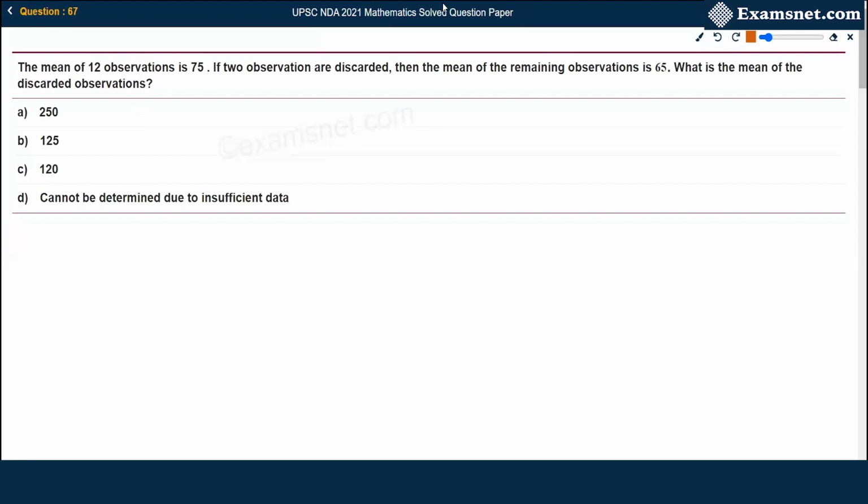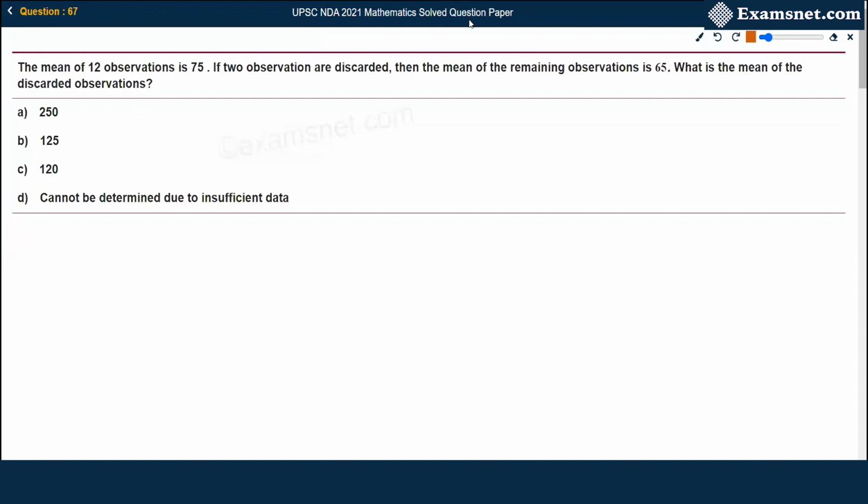In question number 67, it is given that the mean of 12 observations is 75. If 2 observations are discarded, then the mean of the remaining observations is 65. What is the mean of the discarded observations? There are 3 options given. So let's start with the solution.